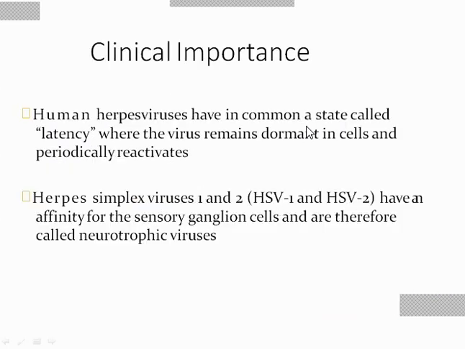So what is the clinical importance? Human herpes virus is most commonly characterized by latency, where the virus remains dormant in the cell and periodically reactivates due to the above conditions. That is, herpes simplex virus has an affinity for sensory ganglion cells and therefore is called a neurotropic virus. So usually they have a neurotropism. So what is primary herpes?